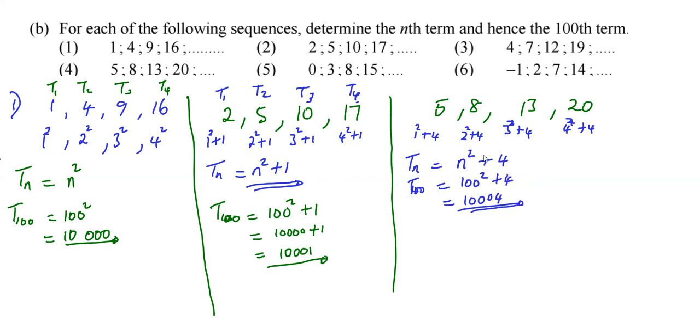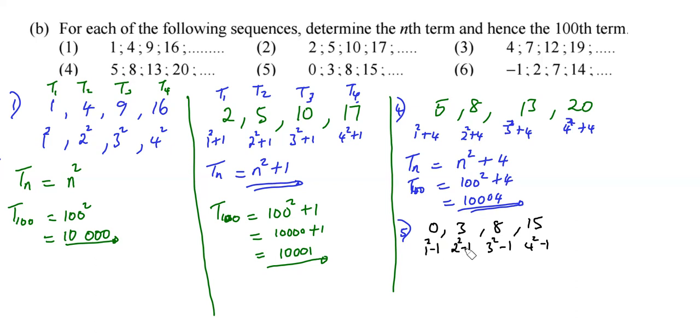So here is the hint: it's either you're adding or you're subtracting. Let's look at number 5 here. It's 0, 3, 8, 15. Can you see what we have here? To get 0, if we say 1 squared minus 1, then 2 squared minus 1, 3 squared minus 1, can you see, 4 squared minus 1?